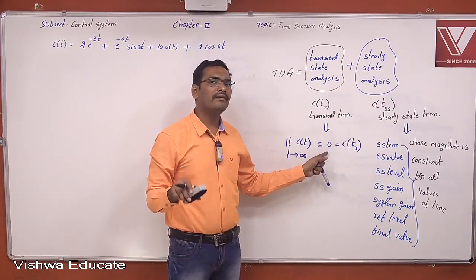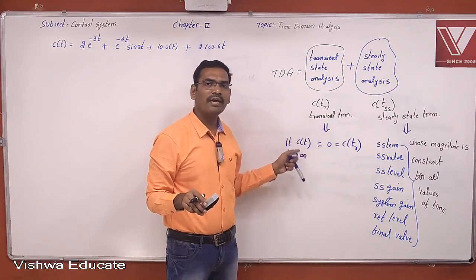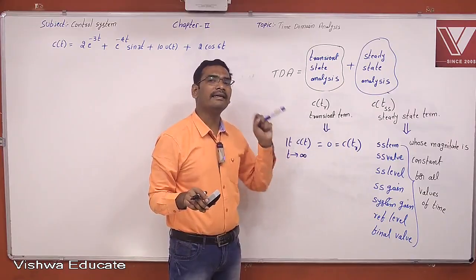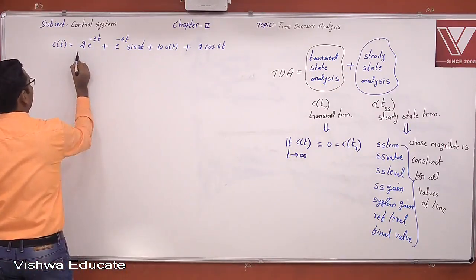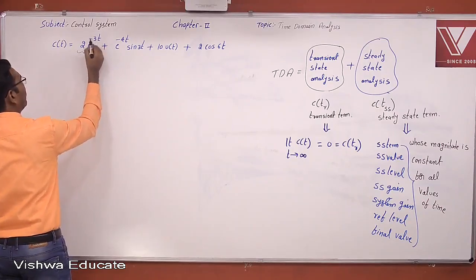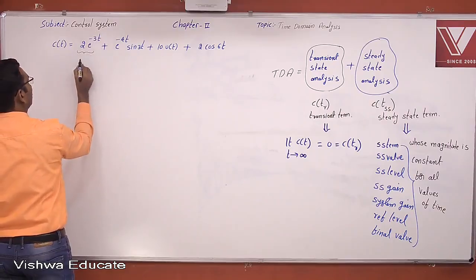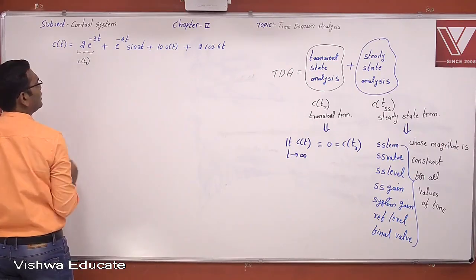I am already giving one shortcut method. e power minus infinity is 0. Therefore, where there is exponential decaying, that comes under transient term. Now this is the exponential decaying. Substitute t tends to infinity. If you substitute t tends to infinity, e power minus infinity is 0. This is called a transient term.